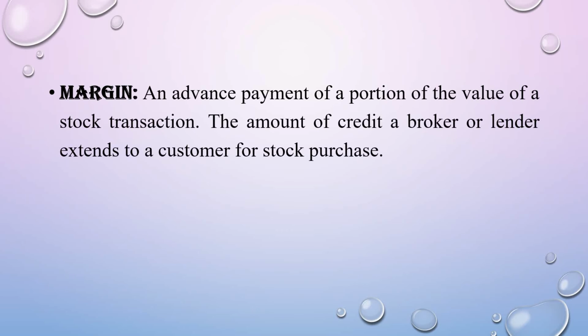Next one is margin. Margin is an advance payment of a portion of the value of a stock transaction. It is the amount of credit a broker or lender extends to a customer for a stock purchase. It is nothing but an advance payment which is made in the process of a transaction. That is what is known as margin.